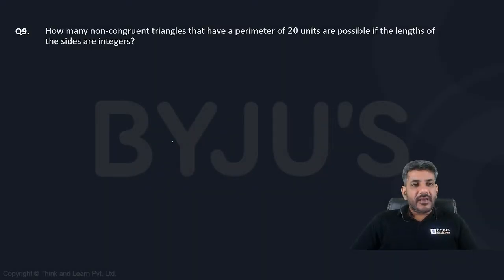Here is question number 9 with us. How many non-congruent triangles that have a perimeter of 20 units are possible if the lengths of the sides are integers? So I would try to tell you the method through which you can calculate these triangles, that how many such triangles are there.